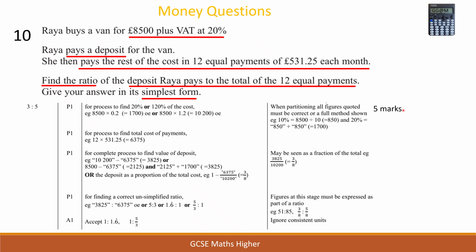Fantastic. So the mark scheme shows the answer should be 3 to 5. P1 is a process mark. So all these top 4 here are process marks. And A1 is an answer mark. So this is making sure you're showing or knowing the correct process, and that will give you a mark. Again, if you want me to go through in more detail, just write in the comment box below and then I can do these in more detail for you.